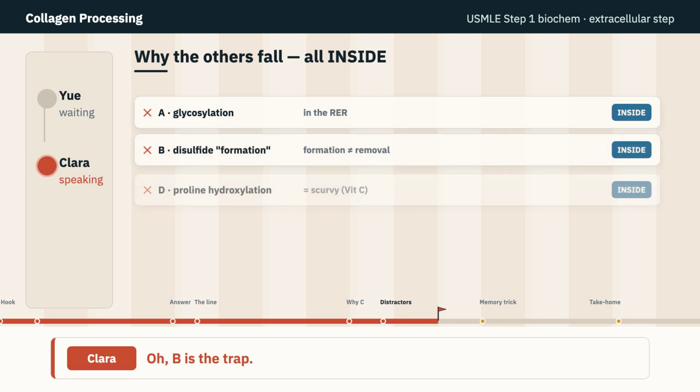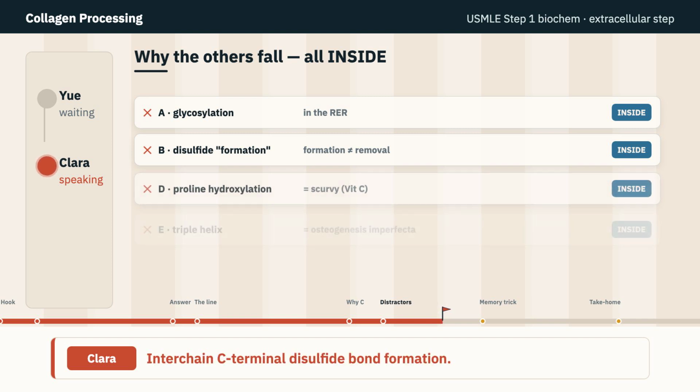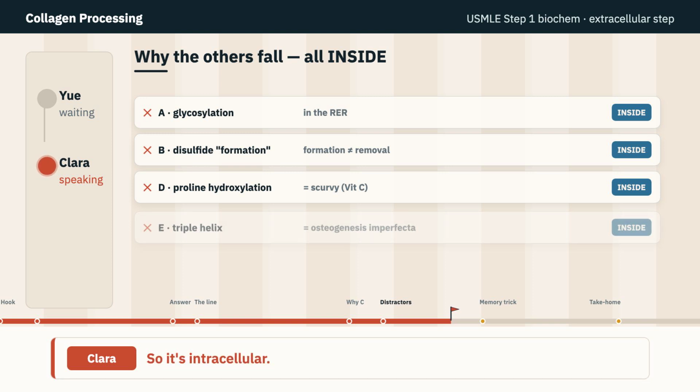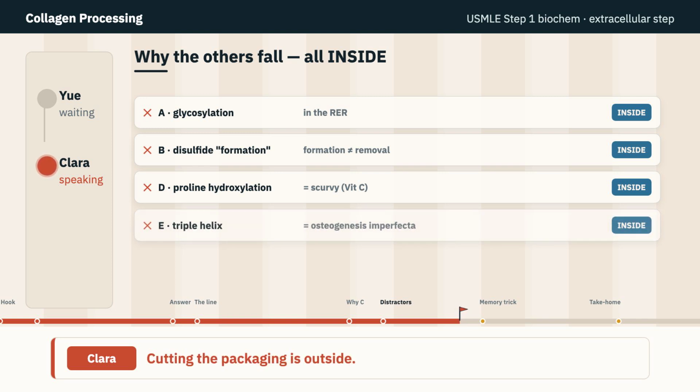Oh, B is the trap. Interchain C-terminal disulfide bond formation. Those disulfide bonds line the 3 chains up inside the cell before the helix zips, so it's intracellular. And look at the verb. Formation, not removal. Forming the bonds is inside. Cutting the packaging is outside. One word, opposite compartment. And A?